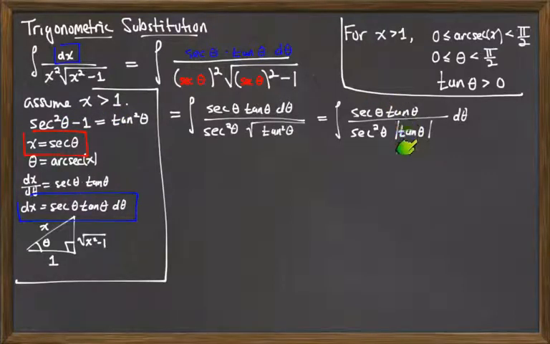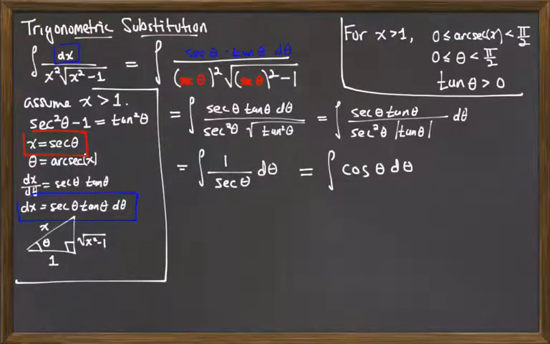Therefore the tangents will cancel out exactly, and the secant will cancel with one factor of secant in the denominator, and I'll be integrating 1 over the secant of theta. The reciprocal of secant theta is cosine of theta, so I'm really just integrating the cosine of theta.